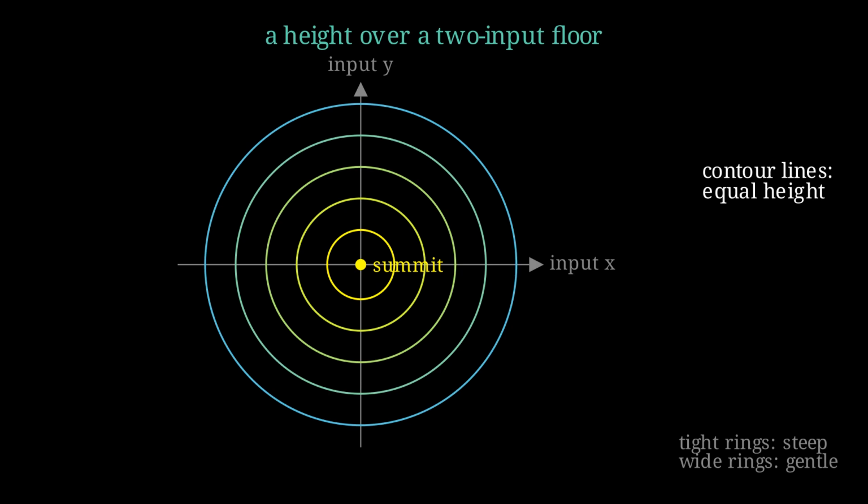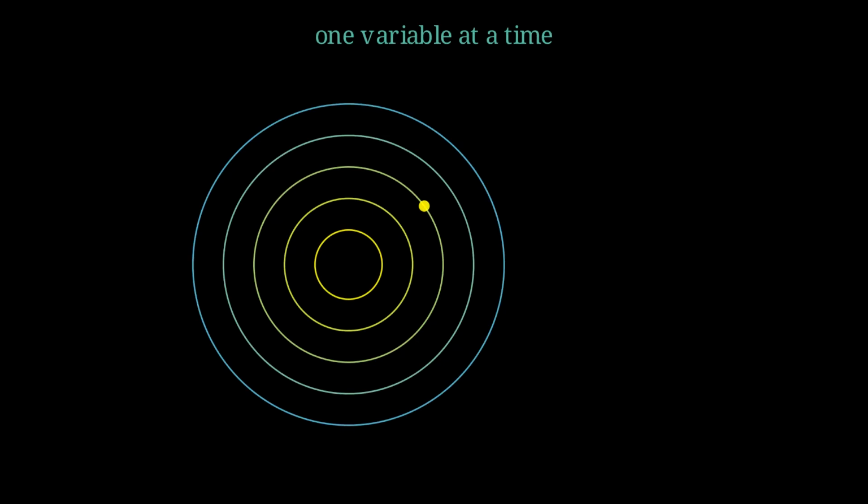Now we ask the old question in this new world. Which way is uphill and how steep? The trick is to change one thing at a time. Stand at a point on the floor. First, walk only east and west, holding your north position fixed. The height rises or falls, and its rate is an ordinary one-dimensional slope. That is the partial derivative in the first direction, the slope of the surface if only that coordinate is allowed to move.